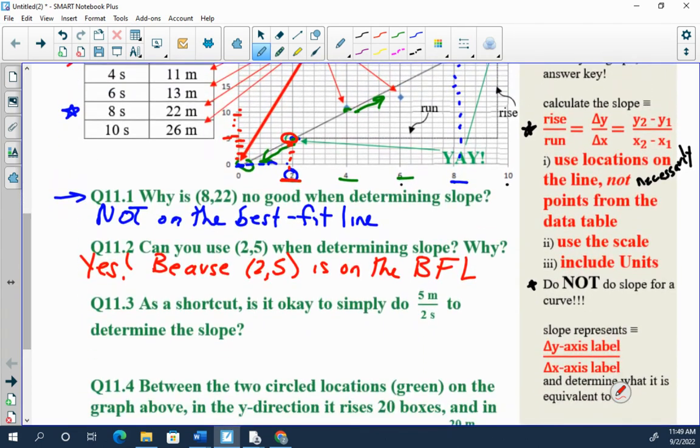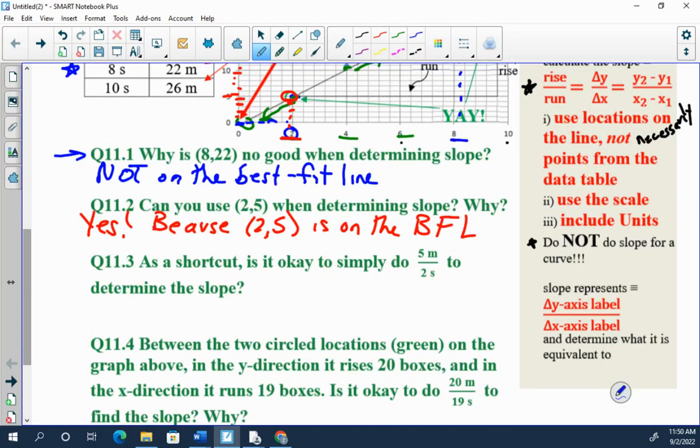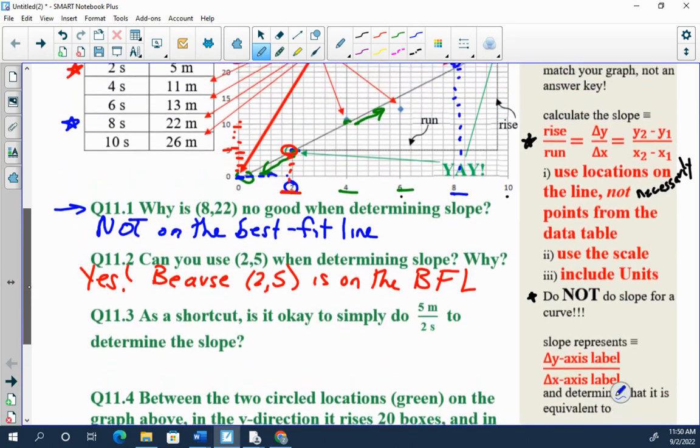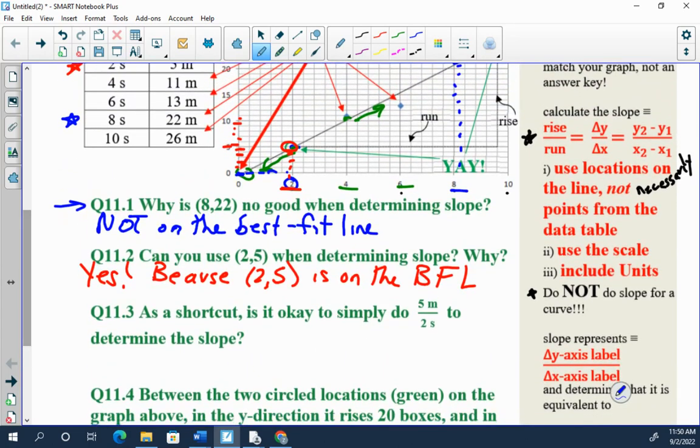All right, as a shortcut, can you do 5 over 2? As a shortcut, is it okay to do 5 over 2? Well, back in the day, you might have done this and it may have worked. However, first off, is it okay? Well, generally speaking, no. It's literally the wrong method. But you might say, does it get me the right answer, though? And the issue here is, well, no. It doesn't even get the right answer. It's the wrong answer. And the reason it's the wrong answer, by the way, is right here.